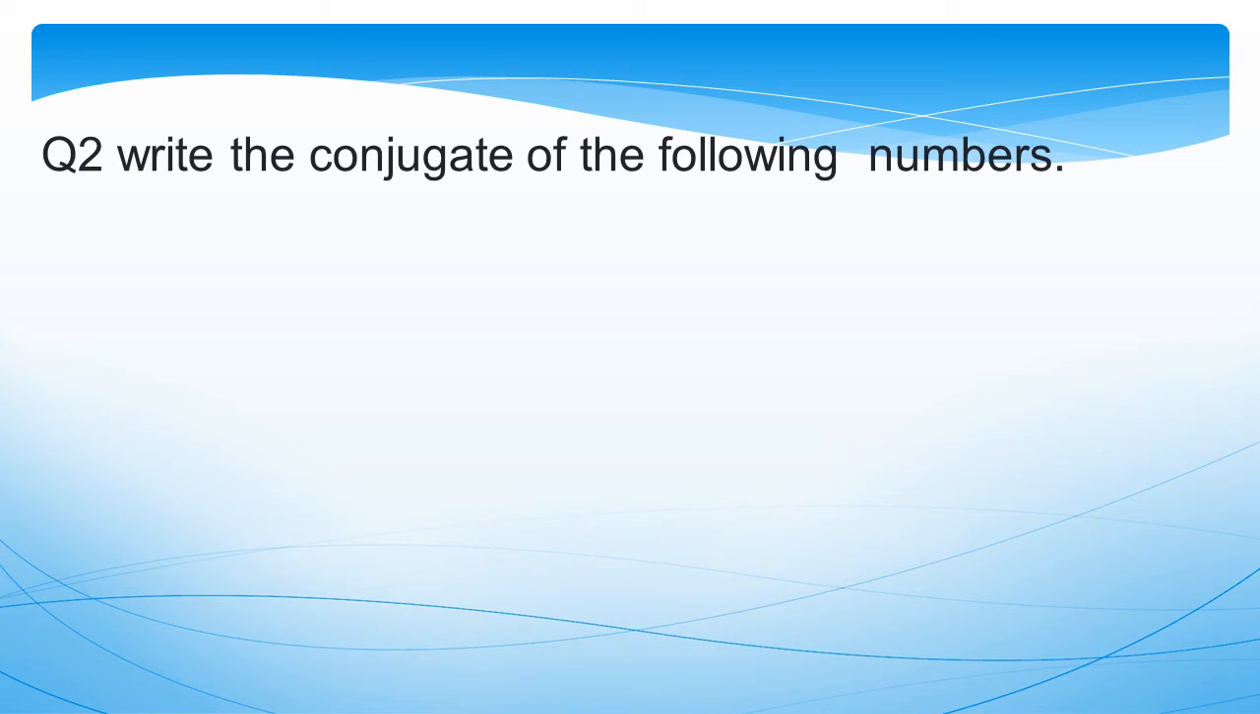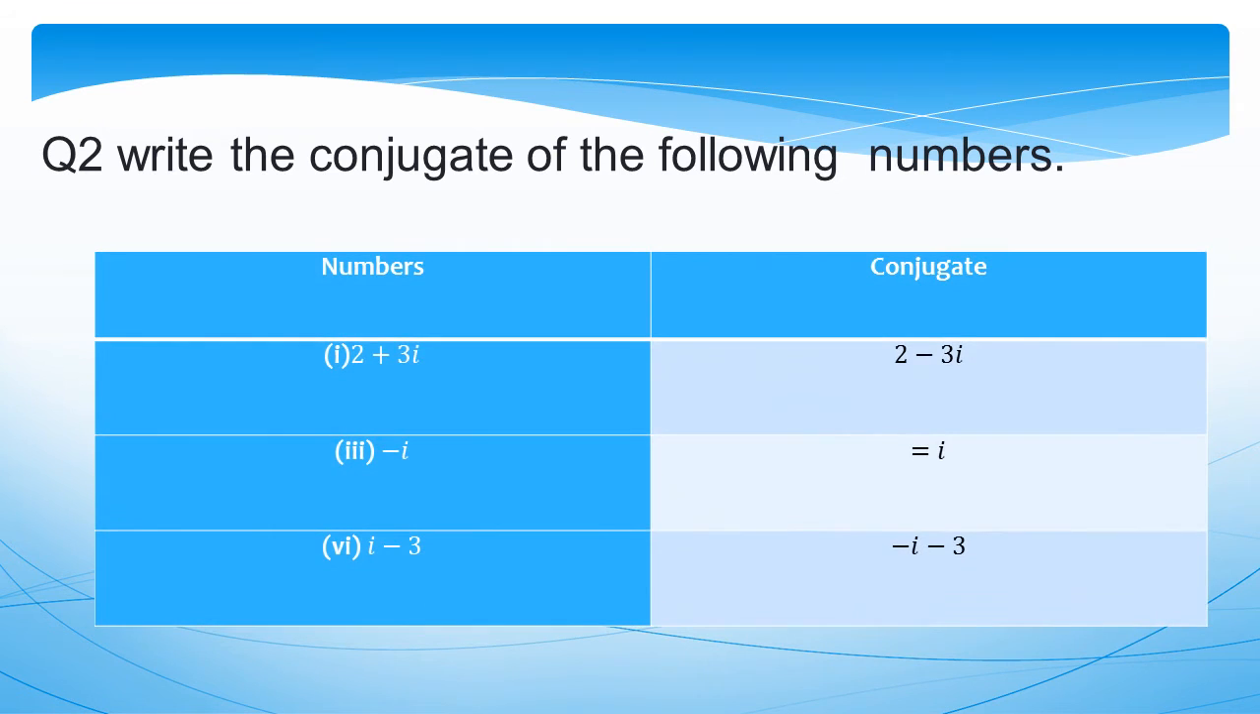Question number 2 from exercise number 2.5. Write the conjugate of the following numbers. 2 plus 3 iota, and the conjugate is 2 minus 3 iota. Minus iota, and the conjugate is iota. Iota minus 3, and the conjugate is minus iota minus 3.